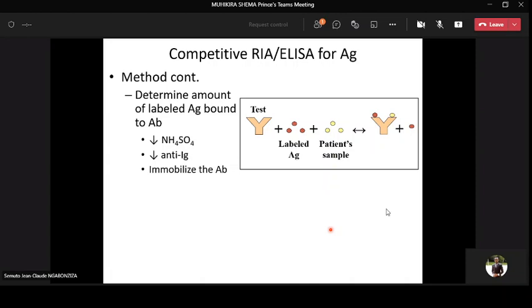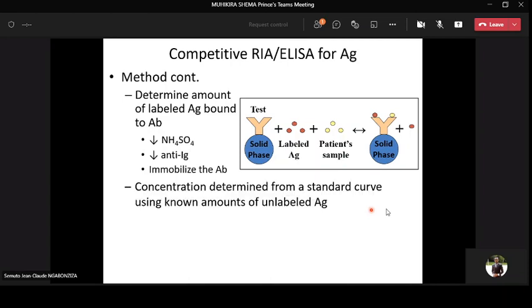So you can be able then to see, as this will be fixed on a solid phase, it will not be washed out, while what is remaining or what did not bind on antibodies is washed out. Hari step za washing zikuramo ibintu byose bitabaye bound. Then the concentration is determined from the standard curve using known amounts of unlabeled antigen.